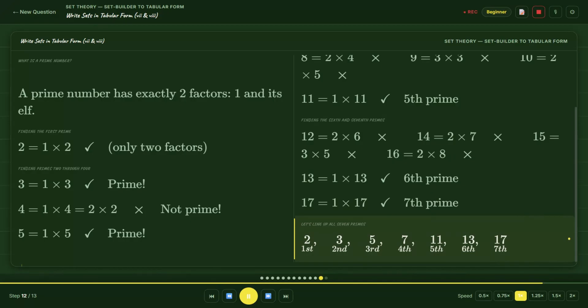Here are all 7 prime numbers in a row. 2, 3, 5, 7, 11, 13 and 17. Count them. That's exactly 7. Perfect.